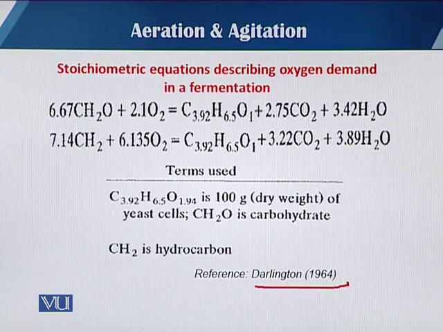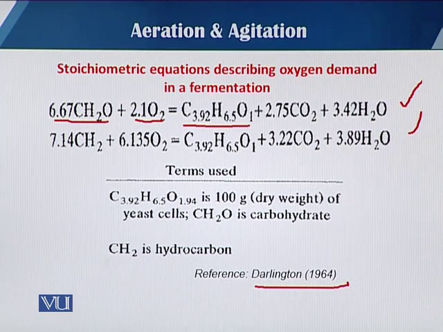you can see the reference is Darlington 1964. He gave two equations. The first one is 6.67 CH2O and 2.1 moles of oxygen leads to produce C3.92 H6.5 O1, so that leads to 2.75 moles of carbon dioxide and 3.42 moles of water.